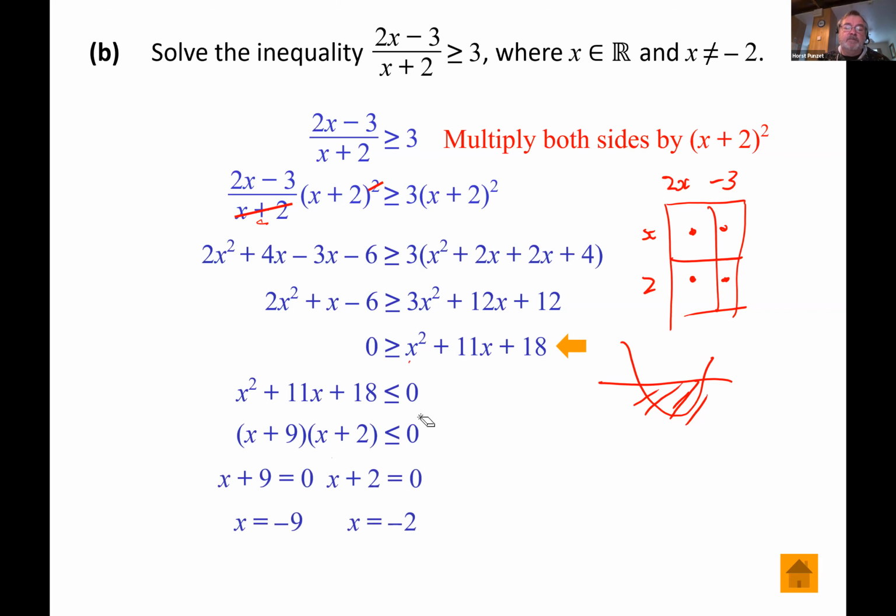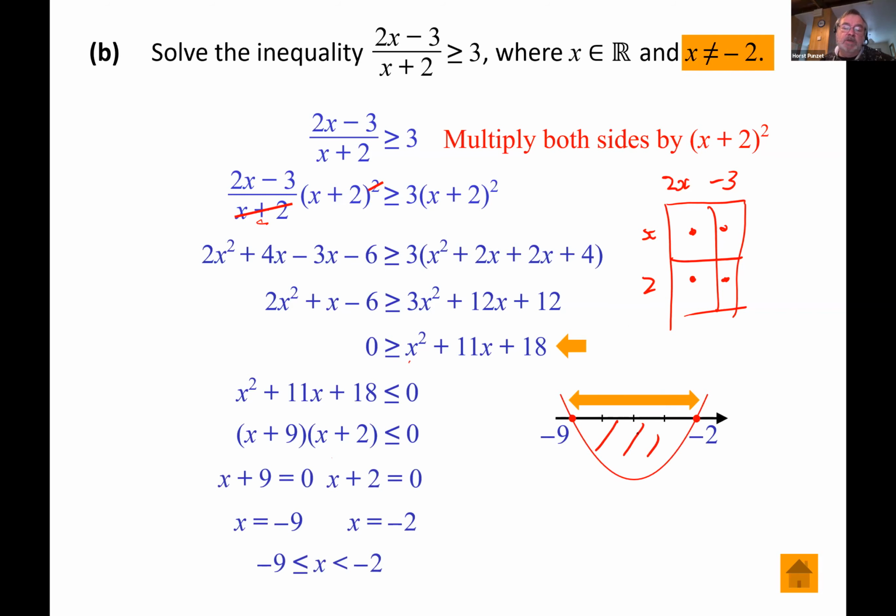So we've got x plus 9 is equal to 0, which means x is minus 9. X plus 2 is equal to 0, which means x equals minus 2. So the 2 values that we've got there are minus 9 and minus 2. There are 2 roots, and we want less than, so we're looking for this area here. So we can write one inequality like that. Minus 9 is less than or equal to x. Now, be careful. It's less than minus 2. Why? Because x can't equal minus 2.